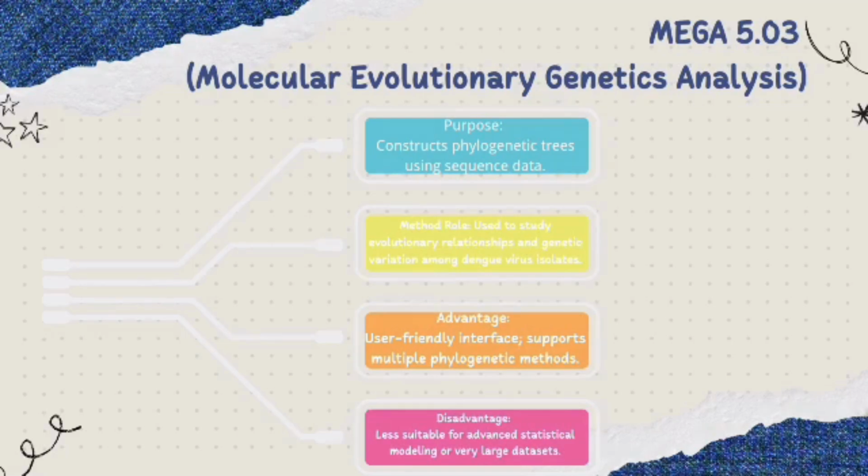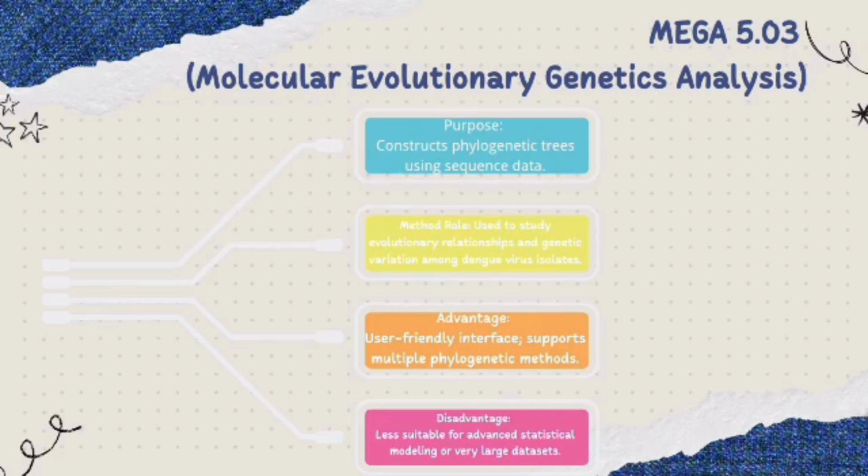The advantage of MEGA is its user-friendly interface and the flexibility to choose from multiple phylogenetic models. But its limitation is that it's not ideal for large-scale datasets or advanced Bayesian modeling, which require more specialized tools.